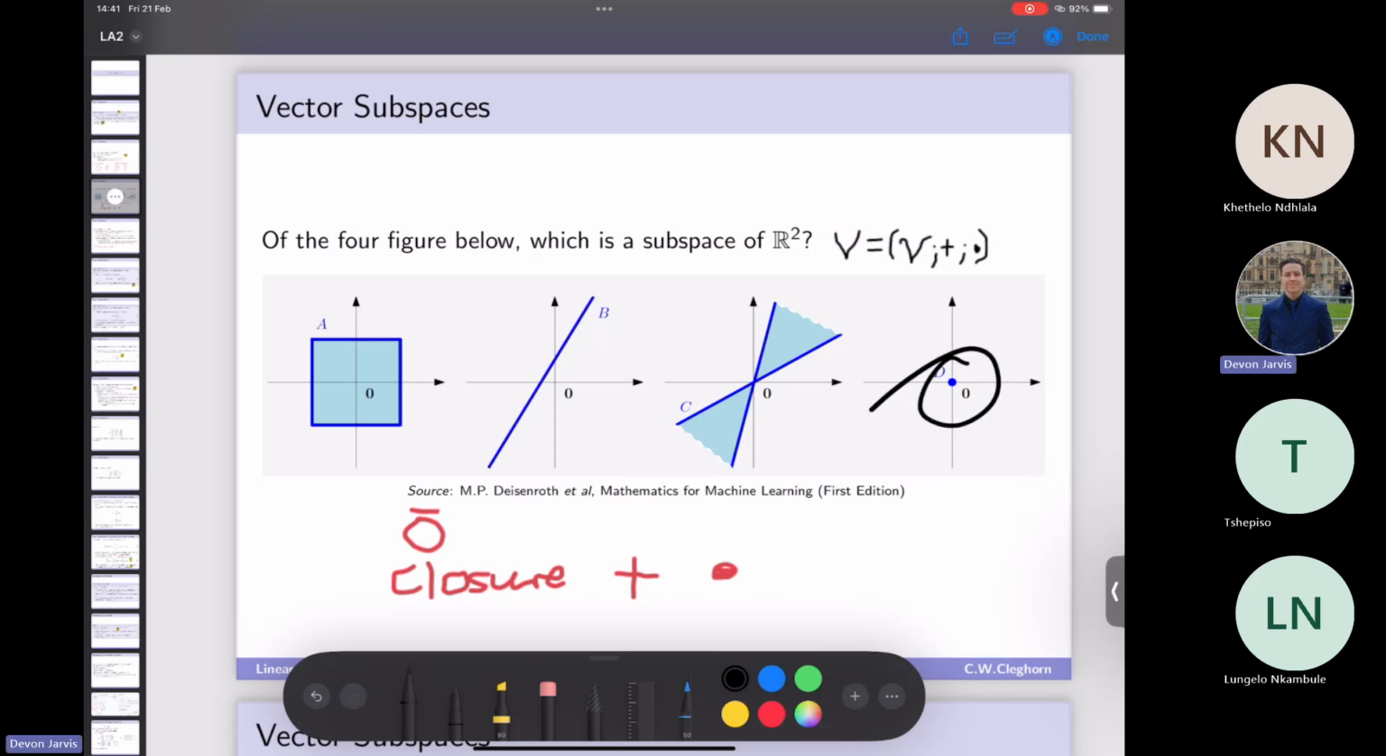Okay, how about D? Is it a vector subspace?